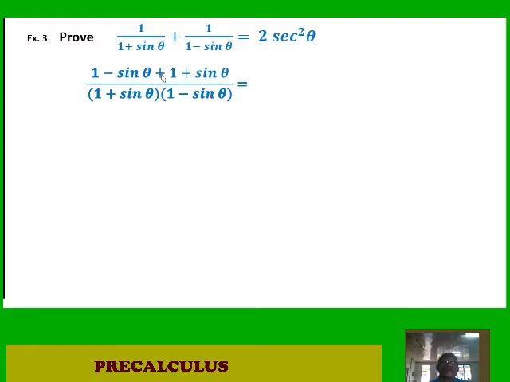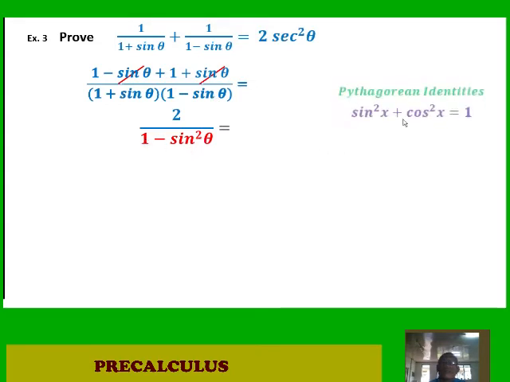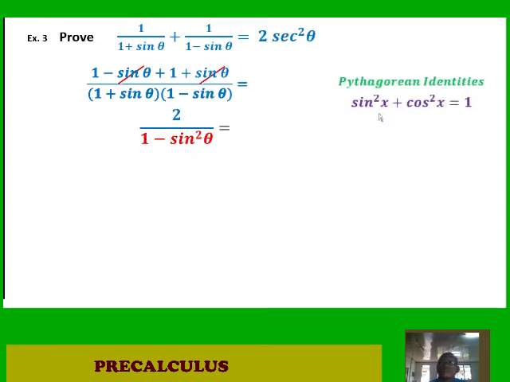Okay, take note that opposite signs on the numerator is cancelled. 1 plus 1 equals 2. Multiplying these two binomials is equal to 1 minus sine squared theta. From the Pythagorean identities, if we are going to solve for cosine squared x, this becomes 1 minus sine squared x. So 1 minus sine squared theta is replaced with cosine squared theta.